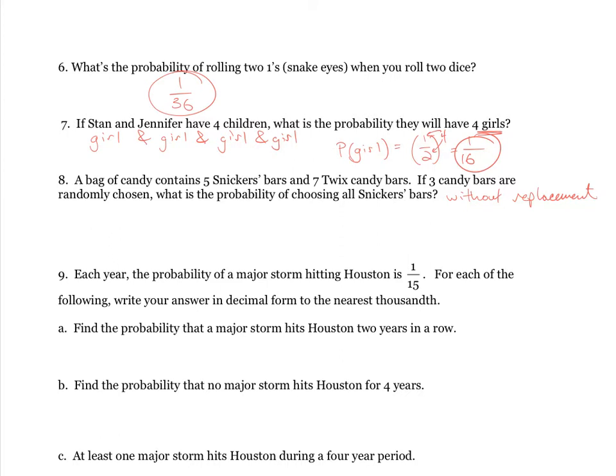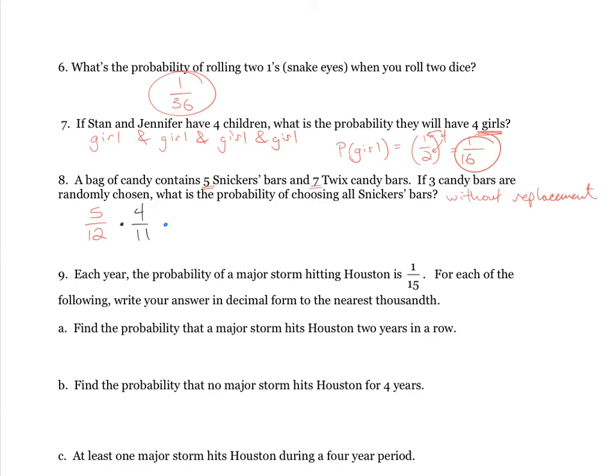Don't put it back. So how many total outcomes do we have? Well, we have 5 Snickers and 7 Twix. So if I reach my hand into that bag the first time, I had a 5 out of 12 chance of picking a Snickers. Okay, so I set that off to the side. That means now I have 11 candy bars left, only 4 of which are Snickers. So the chance I pull the Snickers out the second time is 4 over 11.